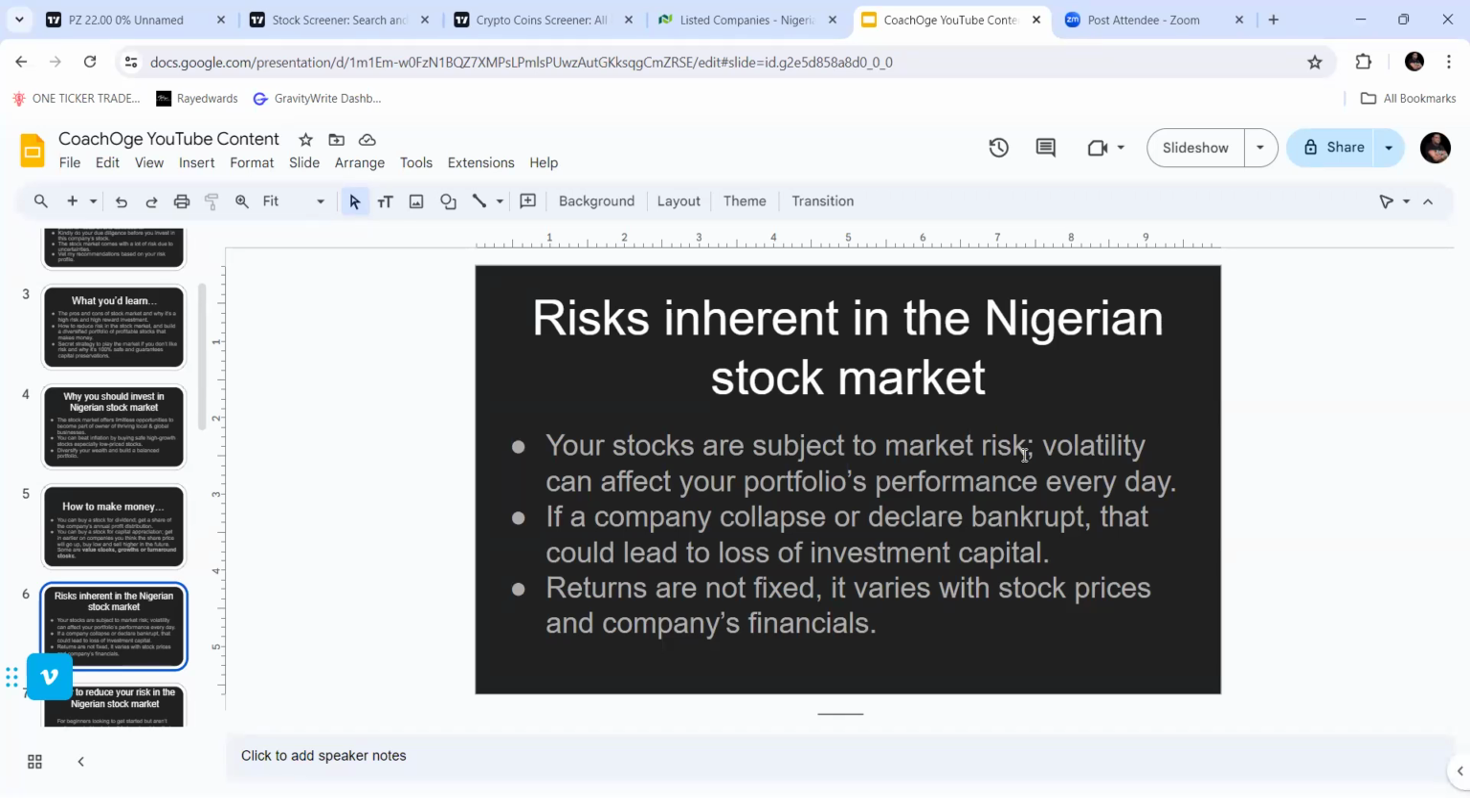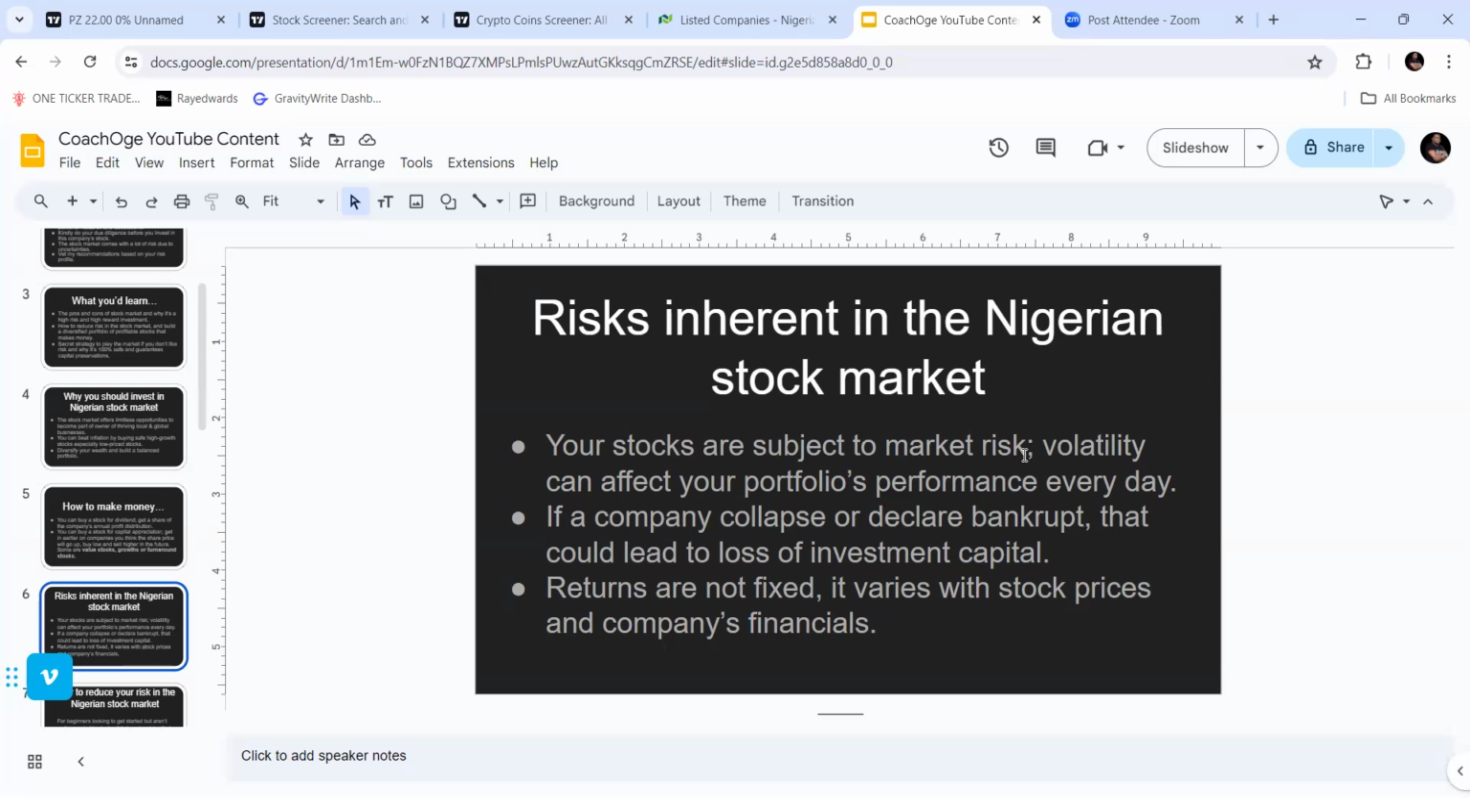The second part is if a company collapses or declares bankruptcy, that could lead to a loss of investment capital. That's one of the major risks in stock. That's why you don't invest in or buy a business without doing your due diligence, without understanding the company's profile, especially the financial statement, what the financial statement is saying.